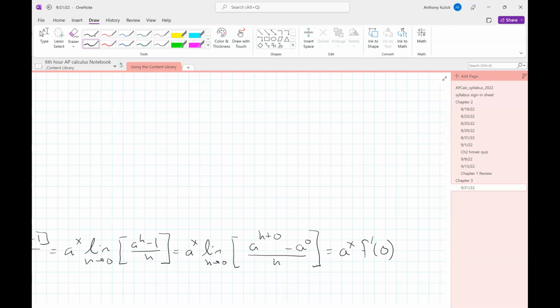Right? This is just f of 0 plus h, and this is minus f of 0. Now you see it? Oh, Mr. Kulik, that's a deep pull. Just the definition of the derivative at a point.